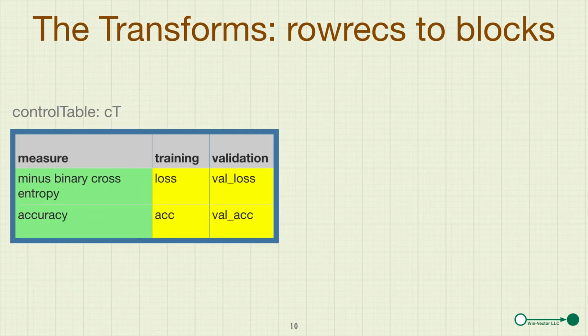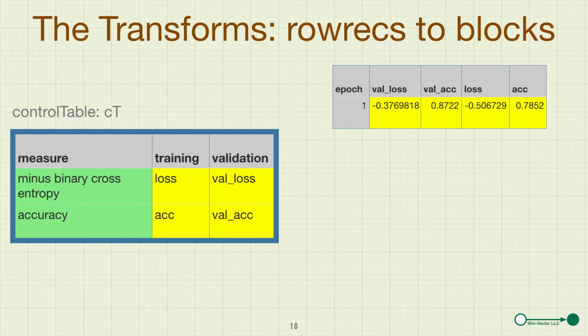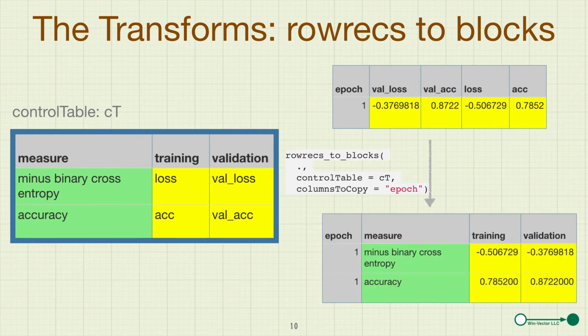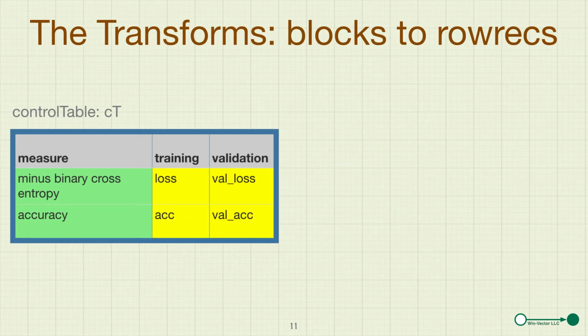The control table specifies how to move row records, which we're going to call rowrecs, to blocks, or blocks to rowrecs. For instance, if we start with a rowrec, as we did in our original data, this command from cdata, rowrecs_to_blocks, can transform this single row into the desired format. The only additional argument it needs other than the control table is which columns to copy, in this case our key, epoch. It also works as an inverse transform.